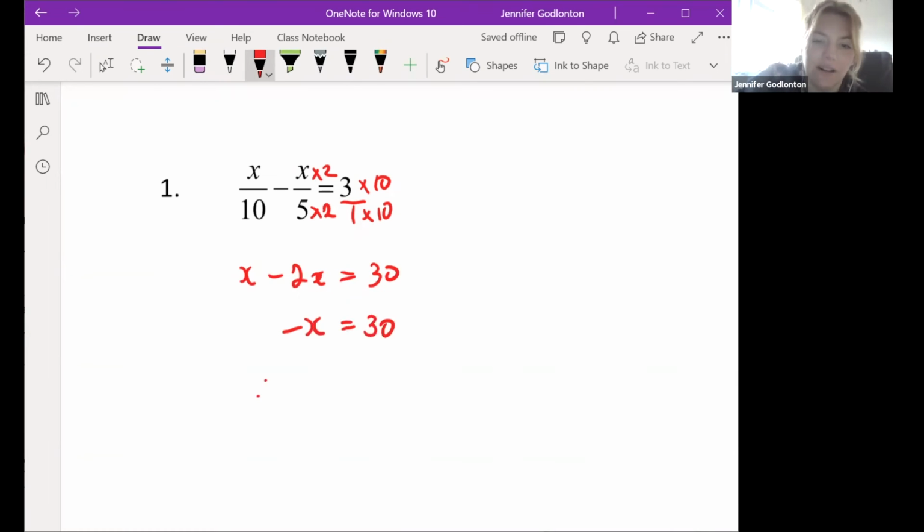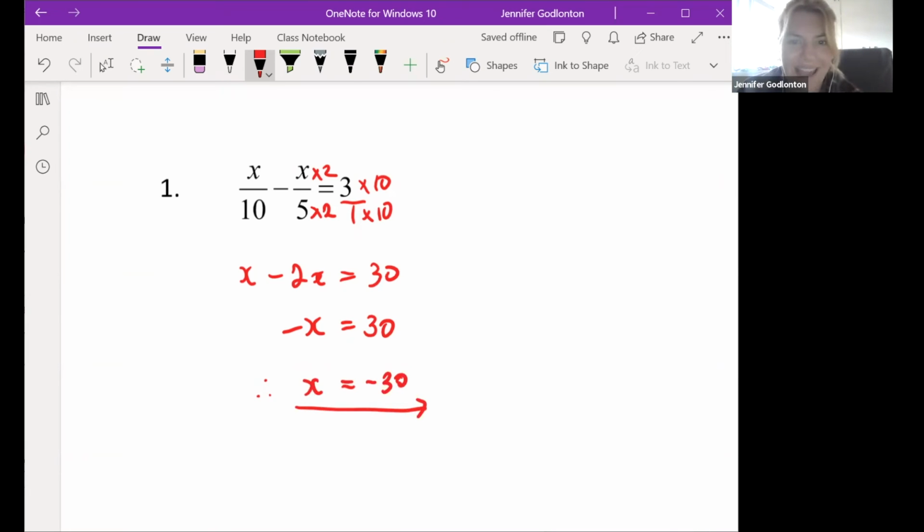So what's our final answer going to be? Wouldn't you flip it around? Yes, good. So it's going to be minus 30 is equal to x, because you can't have a negative x. We don't want a negative x. Yeah, perfect. x equals negative 30.